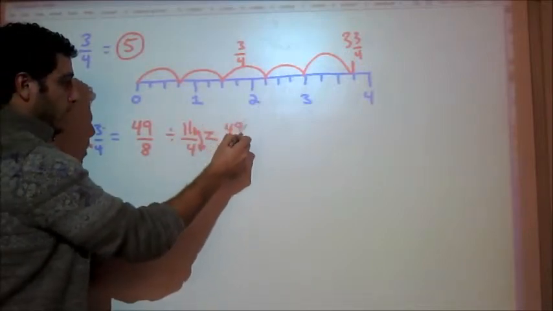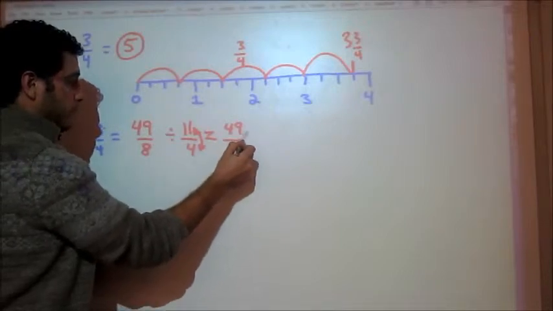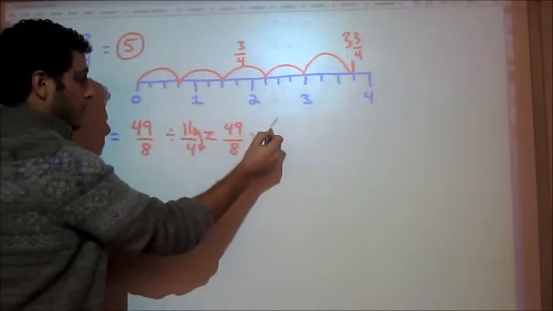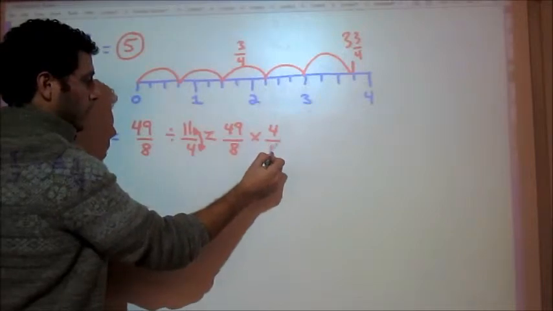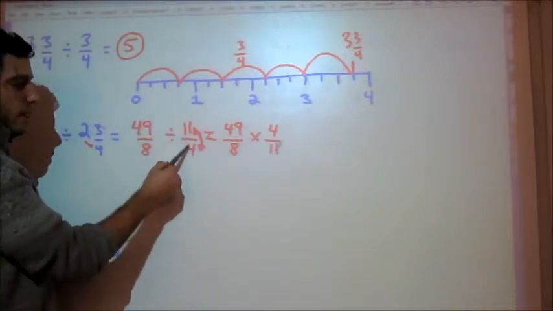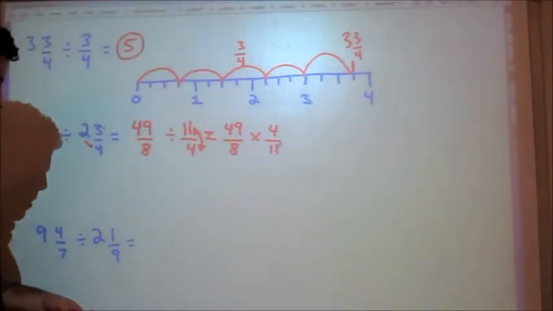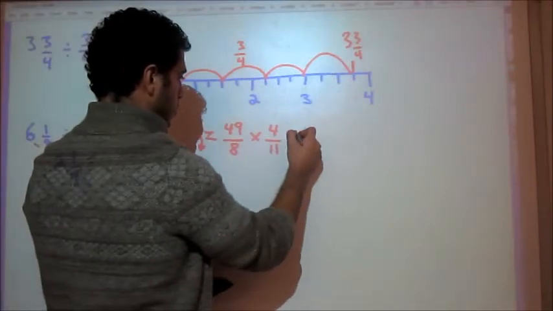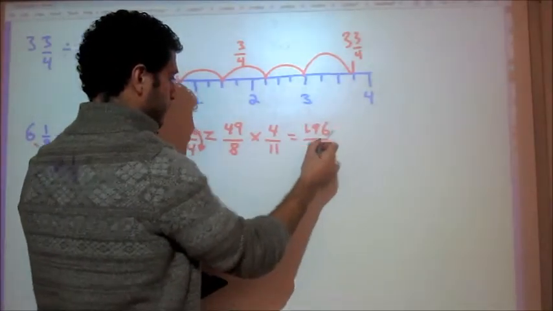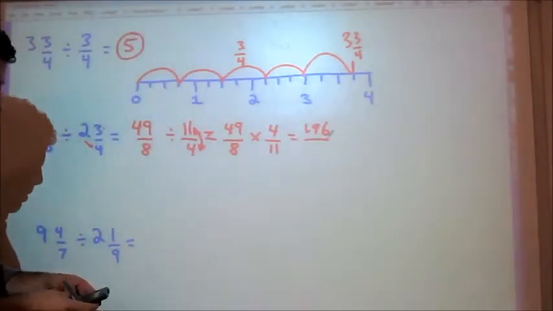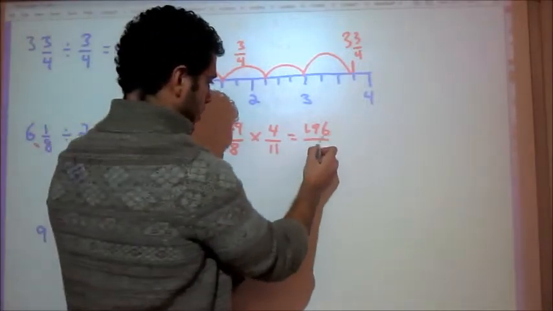So 49 over 8 times now 4 over 11. I've just flipped this fraction. And then we can just multiply straight across. So 49 times 4 is 196. And 8 times 11 is 88.